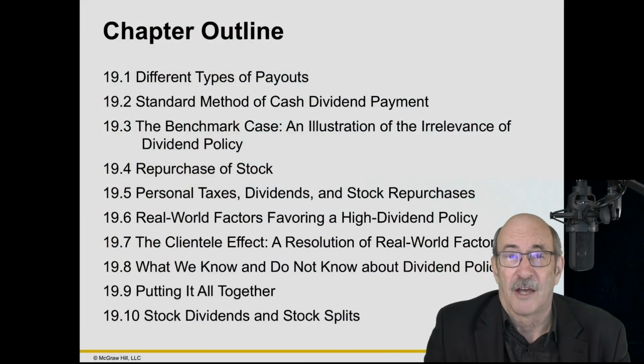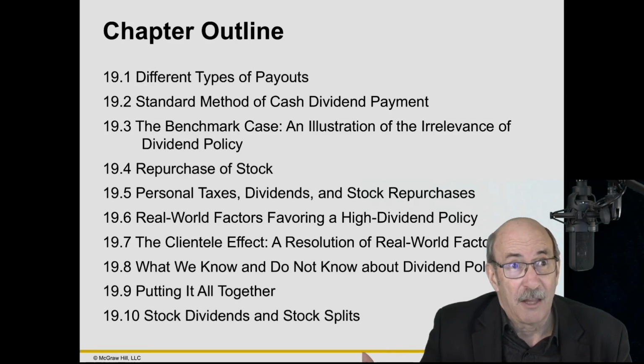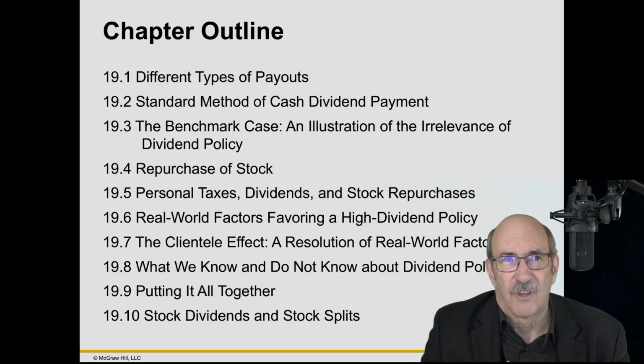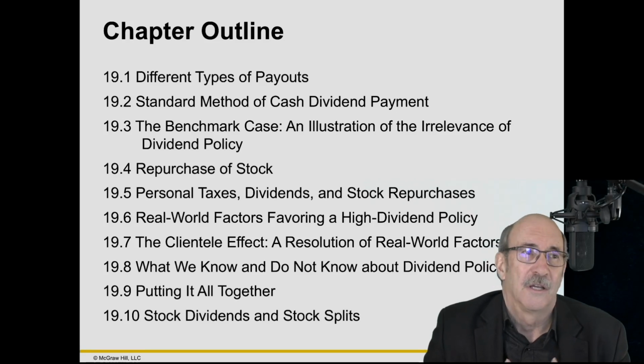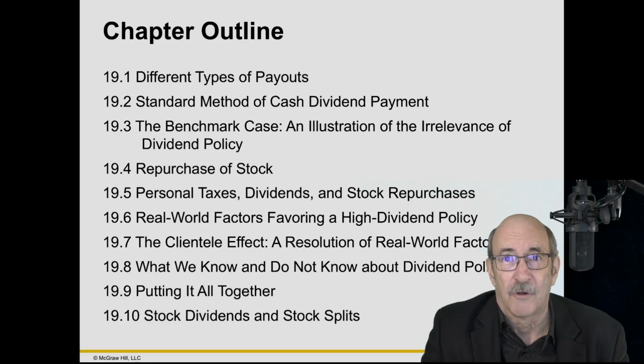So here's a basic outline of the chapter. We're going to start with the different types of payouts, how a typical cash dividend works, how a repurchase works and the differences between the two. Also, we'll talk a little bit about personal taxes, real-world factors favoring high dividend payout, the clientele effect, which basically says that firms may cater to a particular group of investors that desire to have a company that pays a dividend and others who desire not to have a dividend. So that's what creates this clientele.